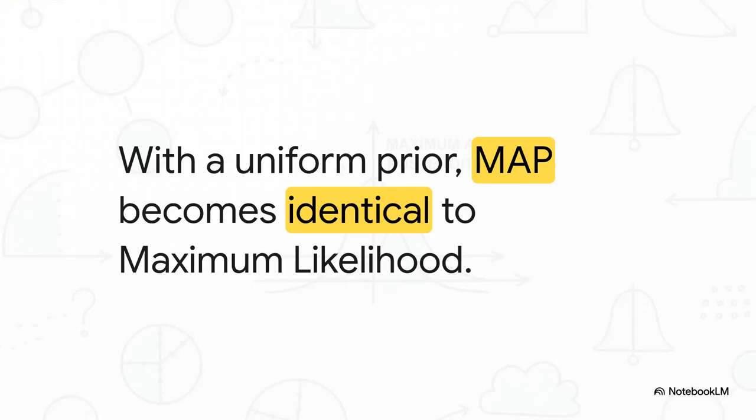Well, if that prior is totally flat and it gives every parameter the exact same probability, then trying to maximize the combination of likelihood and prior is the exact same thing as just maximizing the likelihood by itself. So in that situation, MAP just collapses and becomes identical to maximum likelihood. It's an amazing way to see that ML is really just a special case of MAP where you start by assuming you know absolutely nothing.